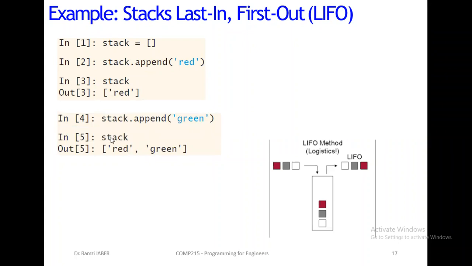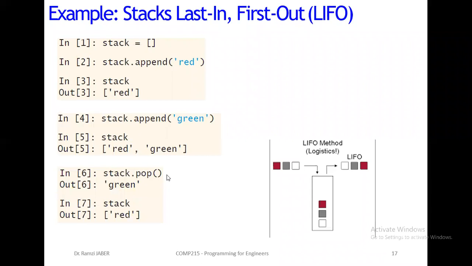Now the new list will be stack: red, green. Okay, now I want to remove the green, the last one. So I can use the pop function. Here in append, you must add your string, your element. When using append, you must add an argument.